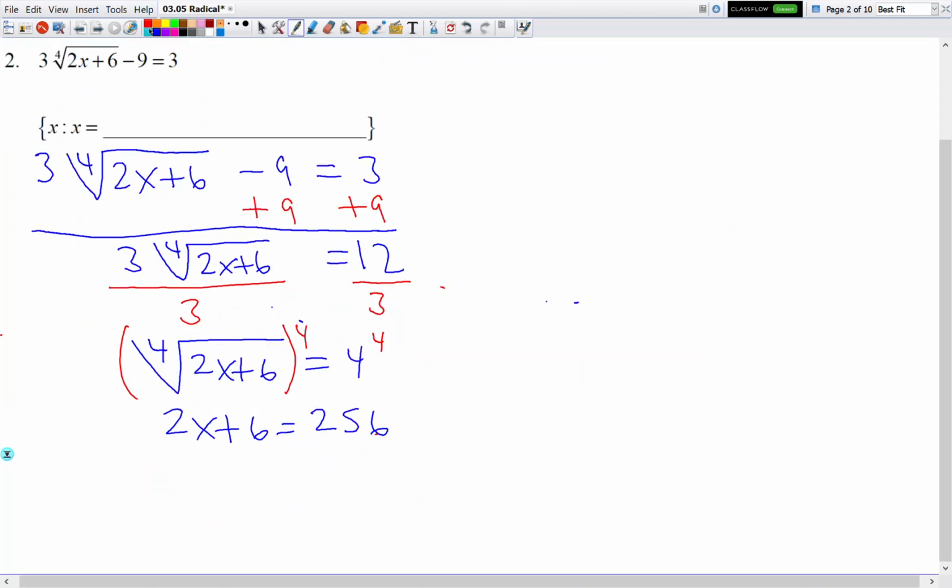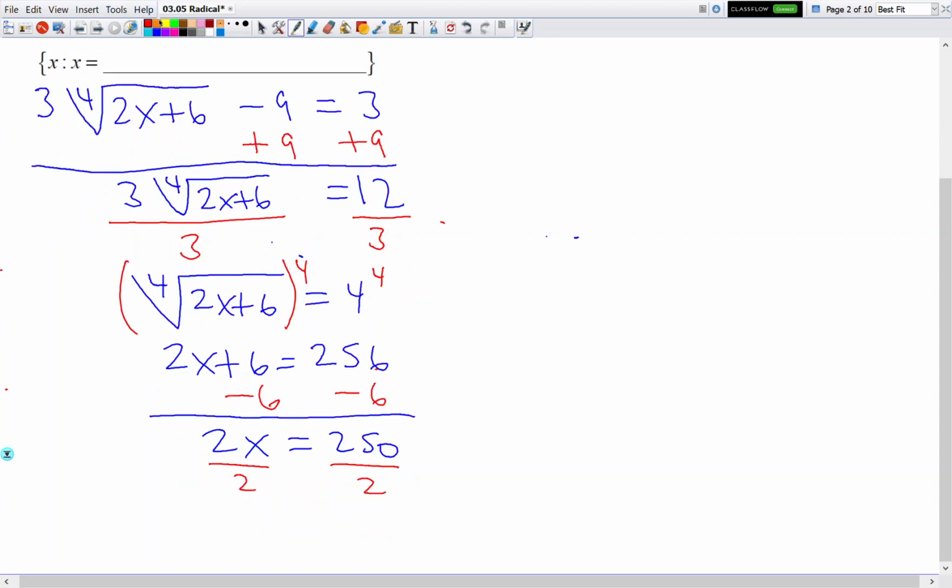Then let's continue solving for x. So subtract 6. And then we get left side is 2x. Right side is 250. Then I want to divide by 2. So divide by 2 both sides. And I get x equals, back to blue, x equals 125.